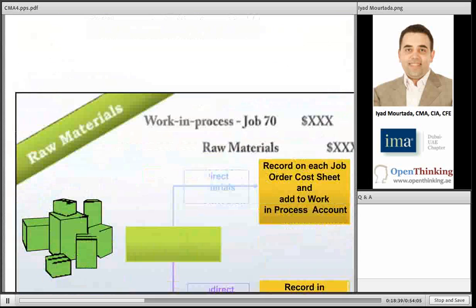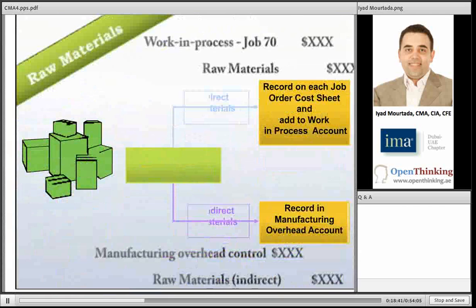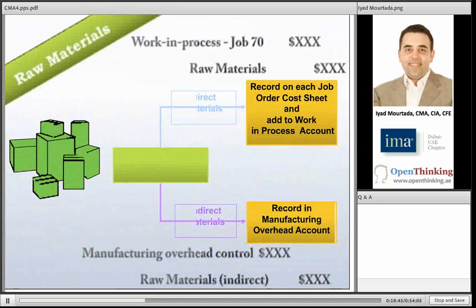Then when we look at how it's going to be recorded in the accounting books, we say raw materials need to move from raw materials to work in process, right? We use these raw materials, we move them from raw materials to work in process. And after that, we need to move indirect raw material to manufacturing overhead, because this is not directly traced to this job. There are some raw materials lost during the process between all these projects. So in that way we just move it to manufacturing overhead.